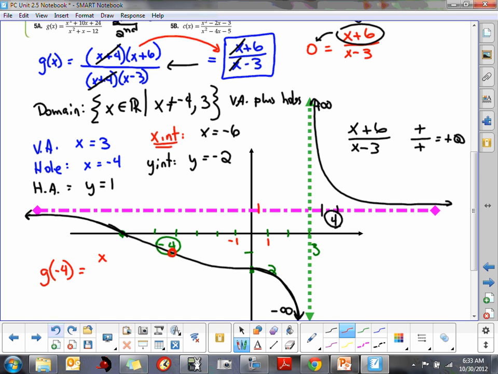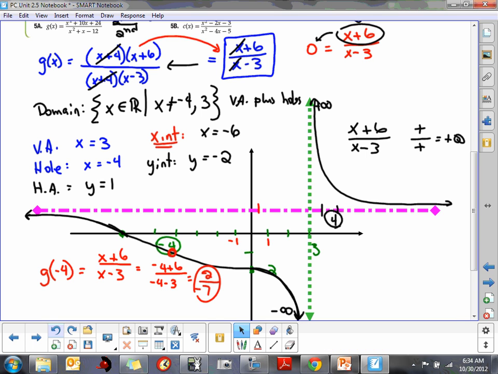We use our reduced equation, x plus 6 over x minus 3. So we're going to put in -4 plus 6 all over -4 minus 3. And that's going to give us positive 2 over -7. So our y value should be at -2/7. And that's where this should have been a little bit tighter up here, and that's why I'm getting that weird bowing in this graph. So let's try this one more time.